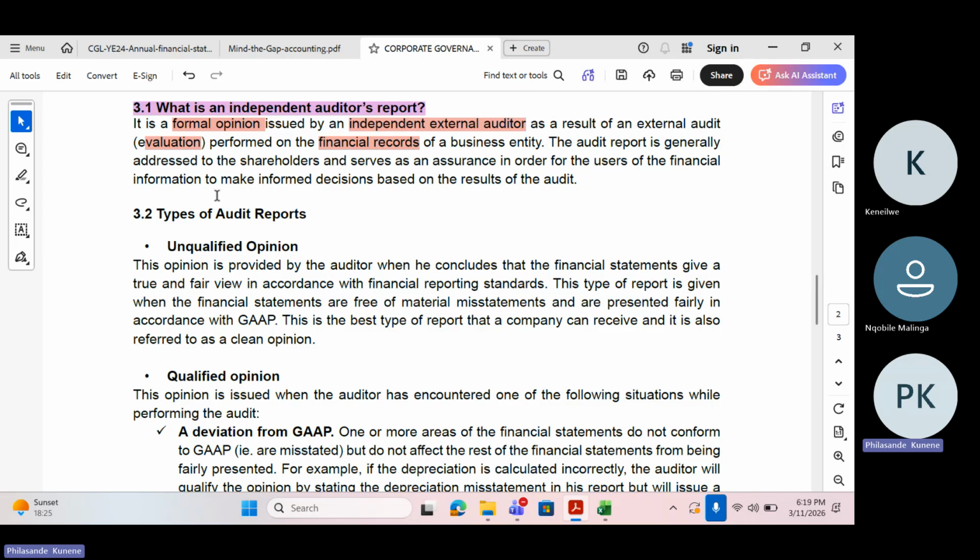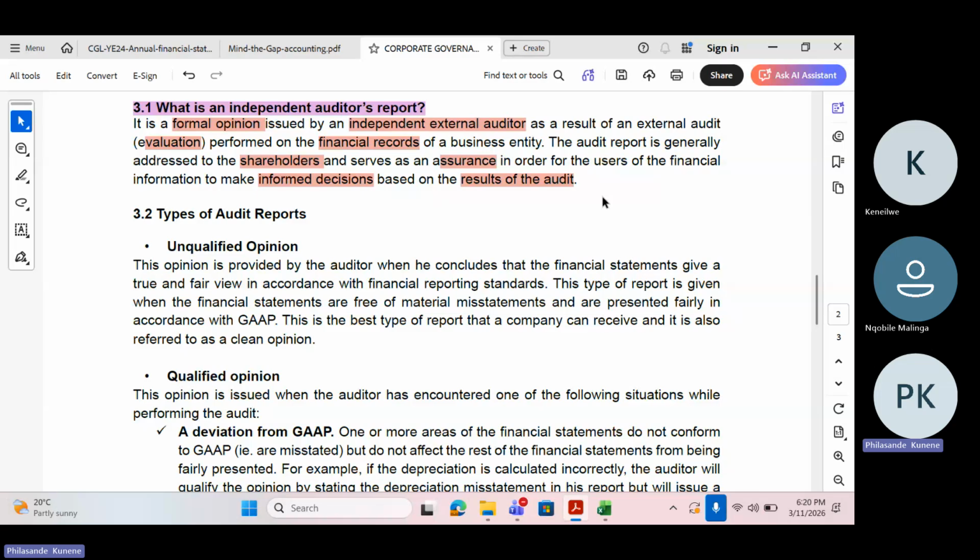Okay, the audit report is generally addressed to the shareholders, right? And it serves as an assurance in order for the users of financial information to make informed decisions based on the results of the audit. It is not advisable for external stakeholders or the external users of financial statements to make a decision about the company without seeing the auditor's report.